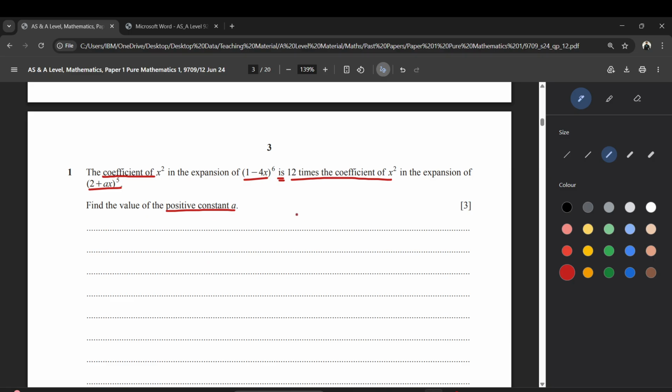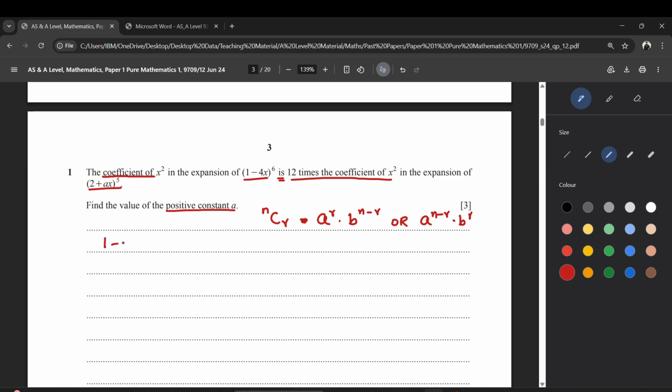Now, the general formula that we have for binomial expansion is nCr times a to the power of r times b to the power of n minus r. Or you can also write it as a to the power of n minus r times b to the power of r. It's the same thing. So sorry, this is not an equal sign, this is nCr. So that's how we can work out the coefficient of any power. So let us apply it over here.